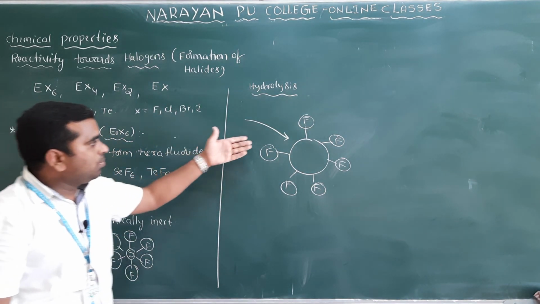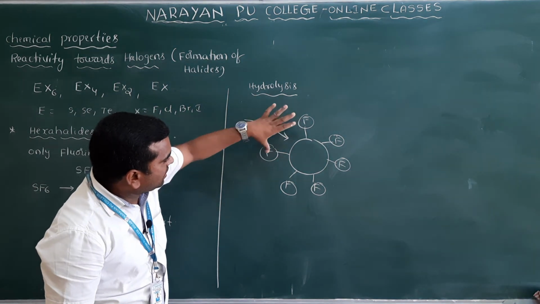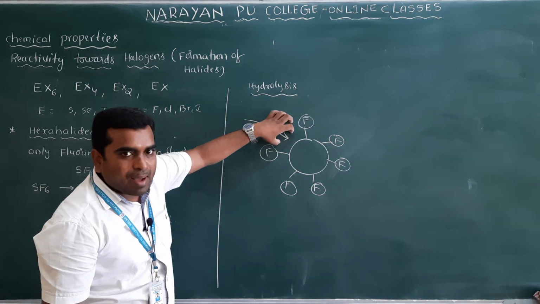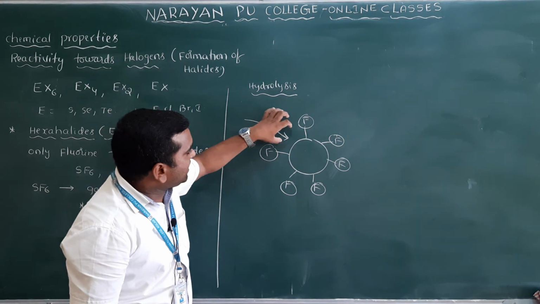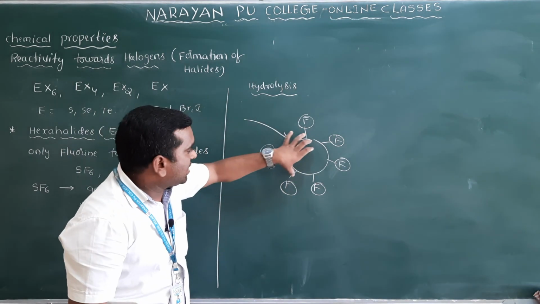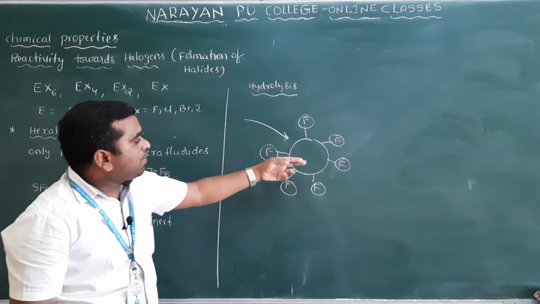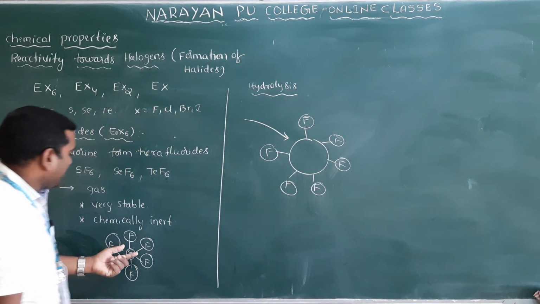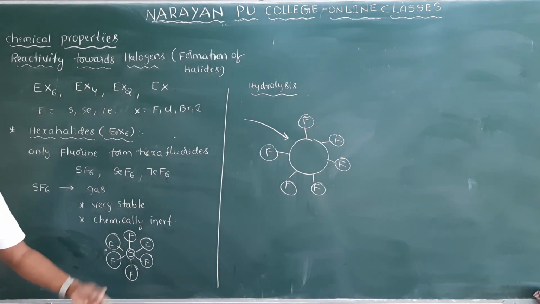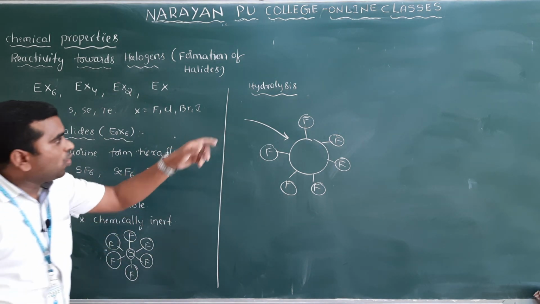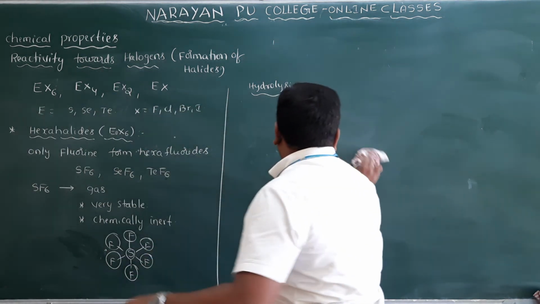Here some gap will be there. See, in this case, between fluorine and fluorine there will be some gap. So that's why the reagent can easily attack. Why? Because the central atom size increases. So automatically they are more reactive compared to sulfur hexafluoride, so they can easily undergo hydrolysis.